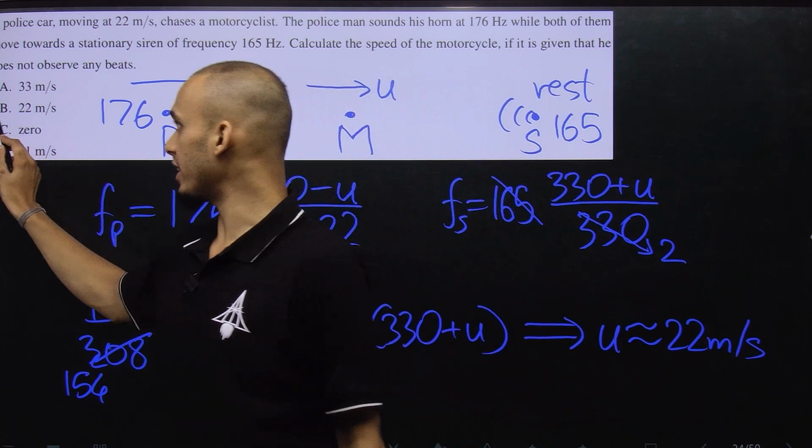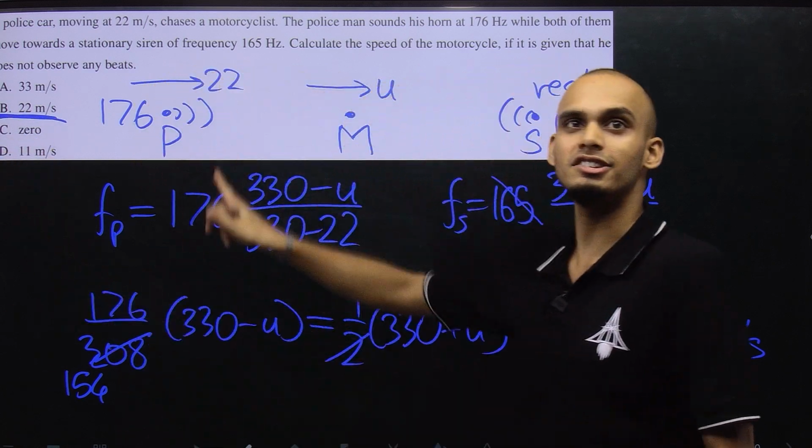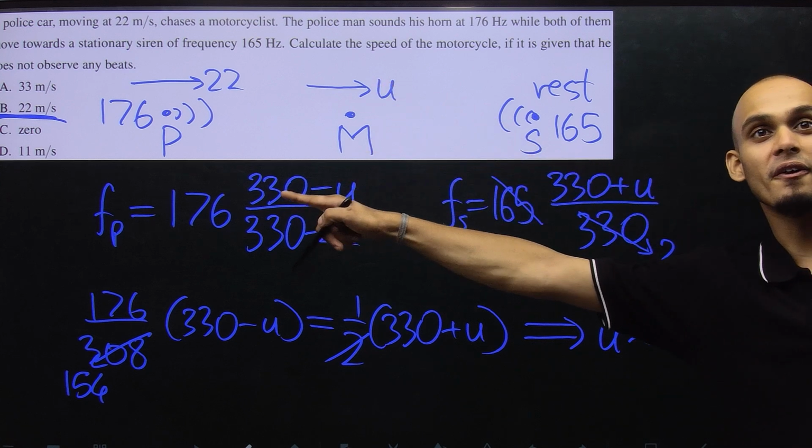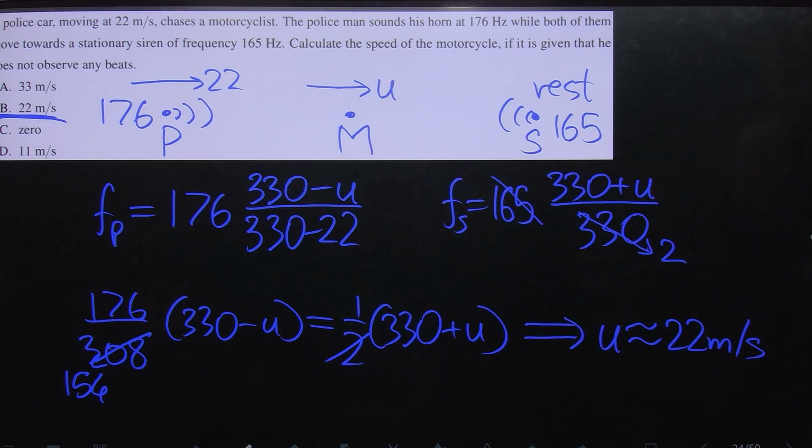Option B is matching in this case, the same speed as the police in fact. Since the police and the motorcyclist are moving at the same speed, there is no relative motion between them. So technically the police frequency will remain constant and the siren frequency should increase to match it.